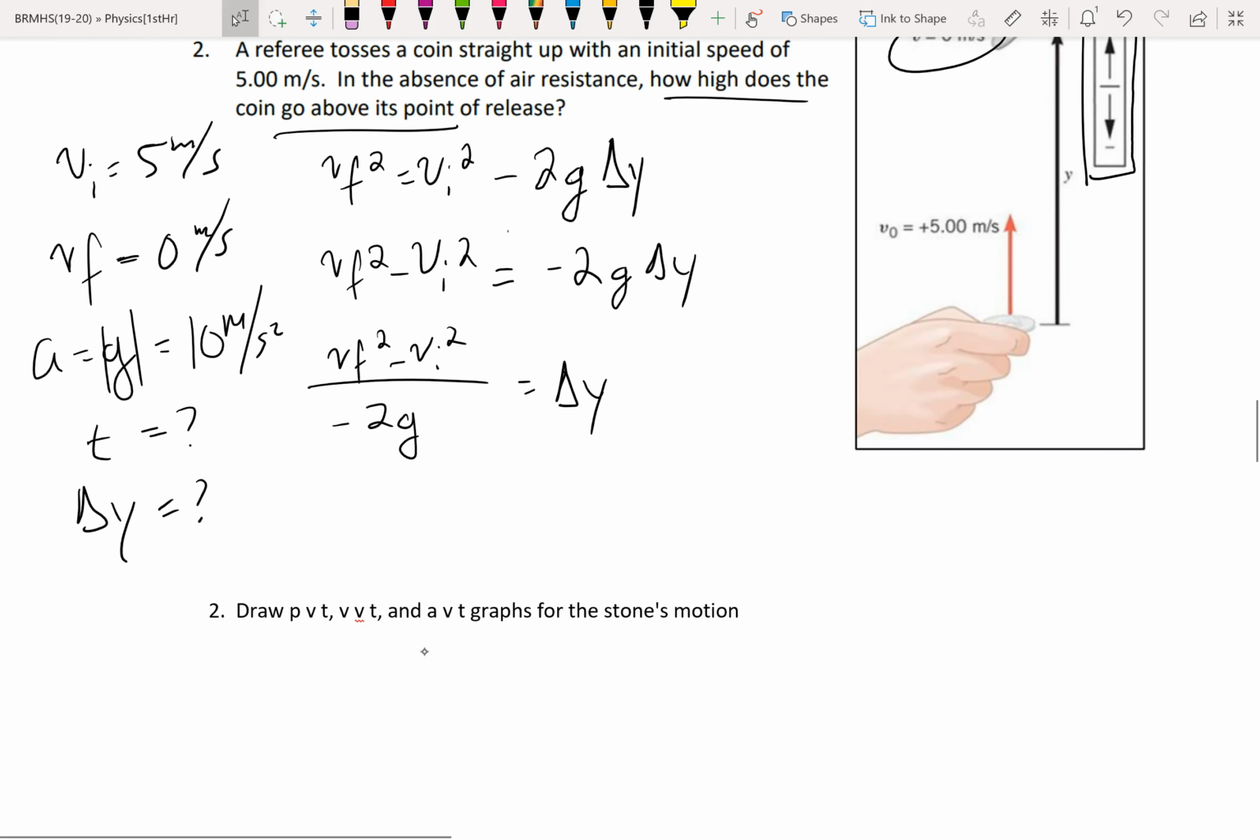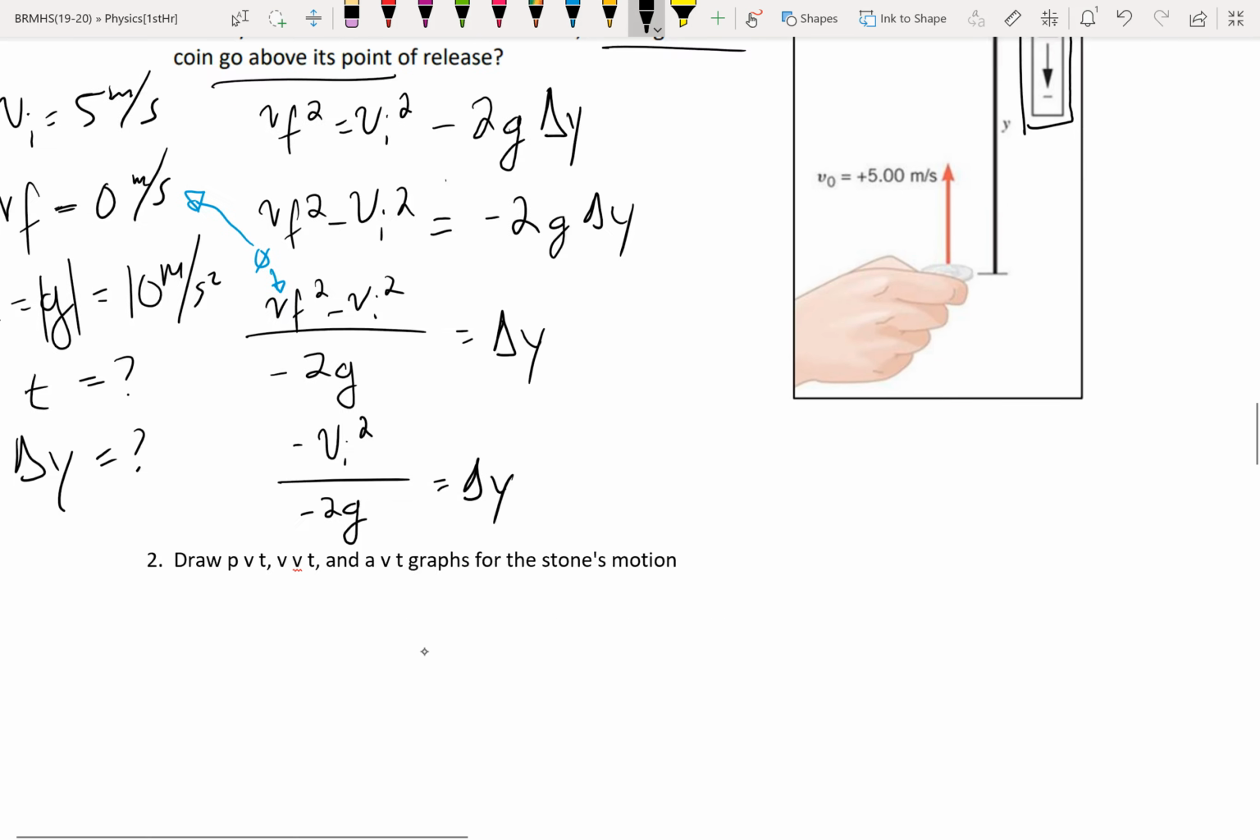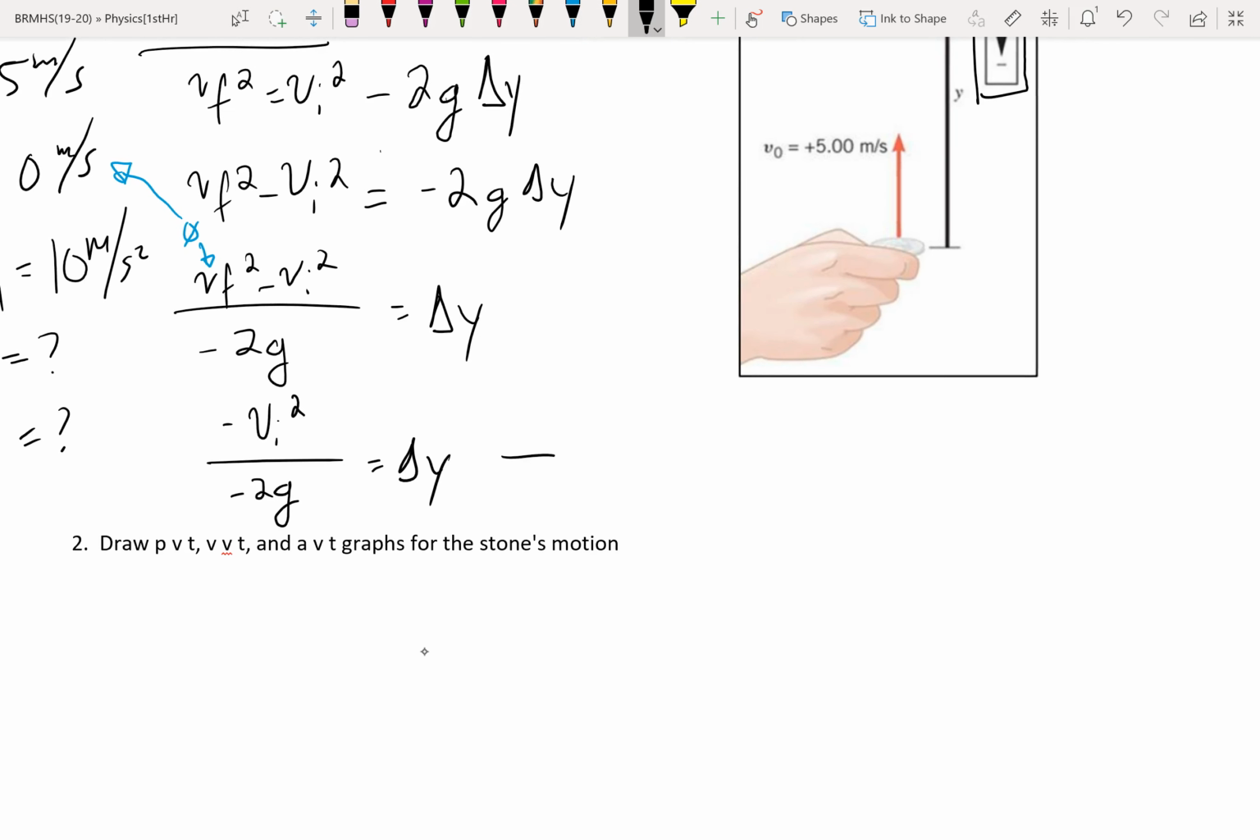Now final velocity is 0. All right, so this is 0 because it stops for an instant at the top. That's a 0. So 0 minus initial velocity squared. So I can simplify this one more time and say minus vi squared over minus 2g equals delta y. And then I can simplify that once more because it's minus something over minus something. So I have vi squared over 2g is delta y.